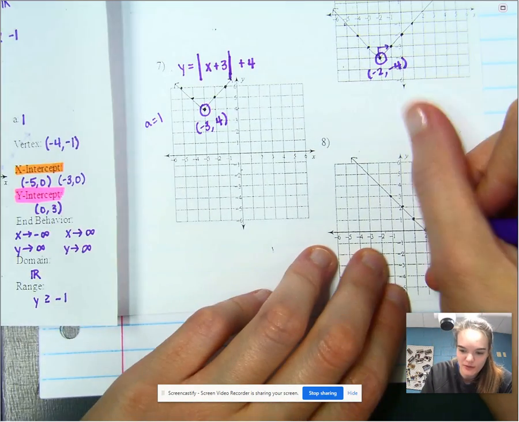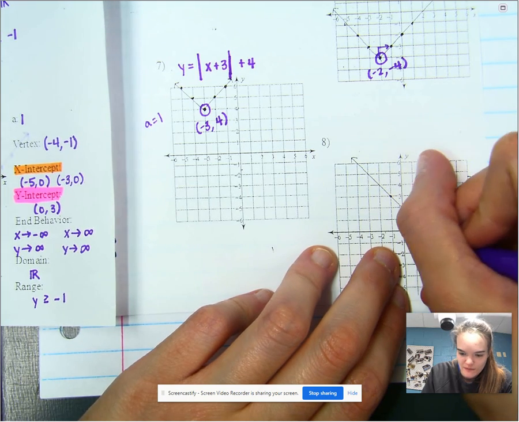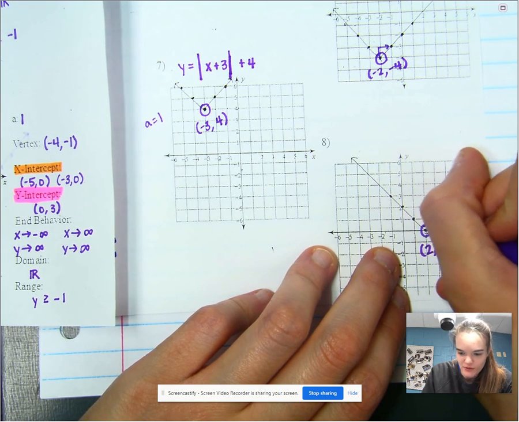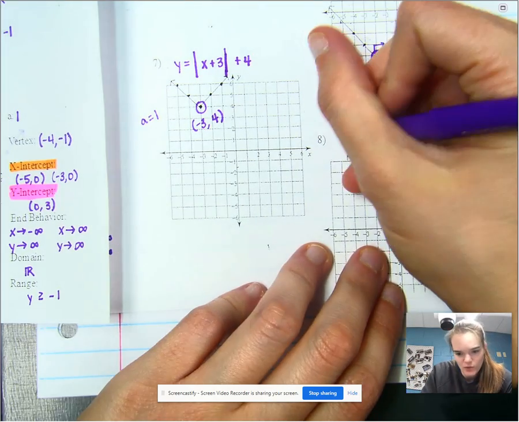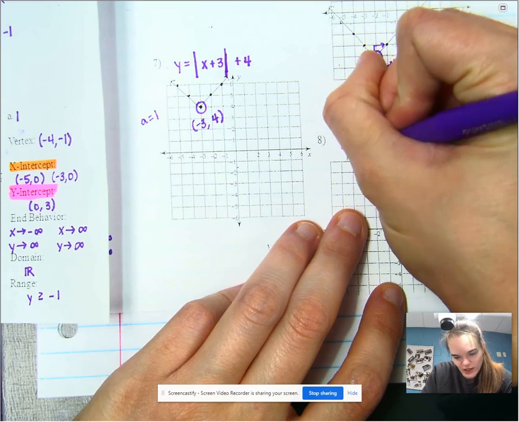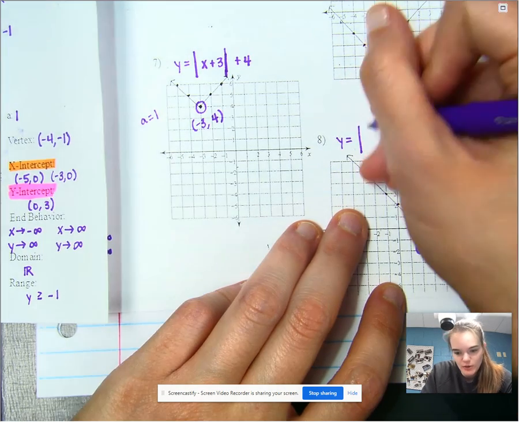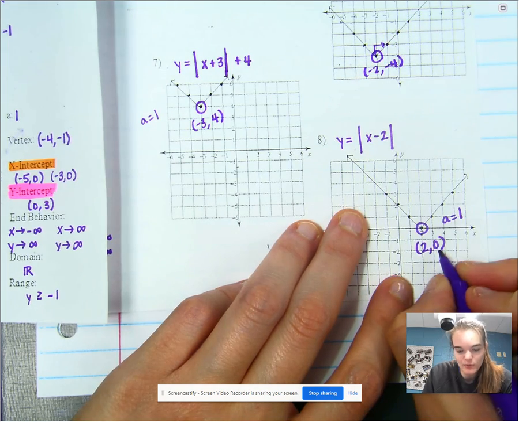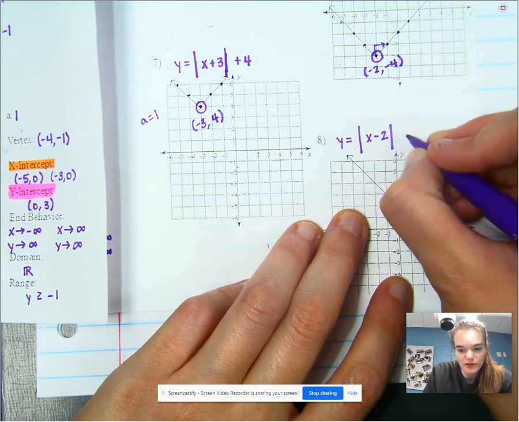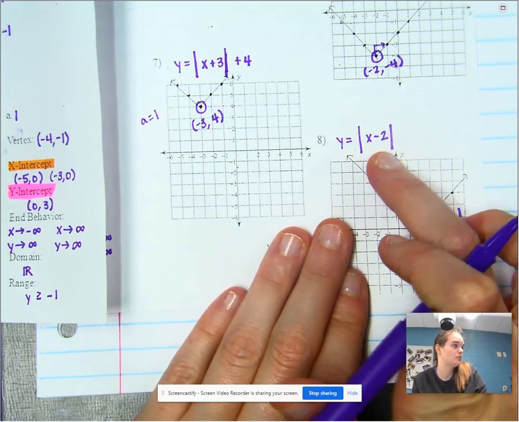All right, and number 8. A is still 1. 2, 0 is the vertex. This one's going to be a little different. You're going to see why. So y equals, we don't have to put a, so we put the absolute value. We don't put a because it's 1. We put x minus 2 because we do the opposite. But then we have 0. We do not have to put plus 0. If you did, that's fine, but erase it now. You don't have to put any of that. Just put x minus 2.